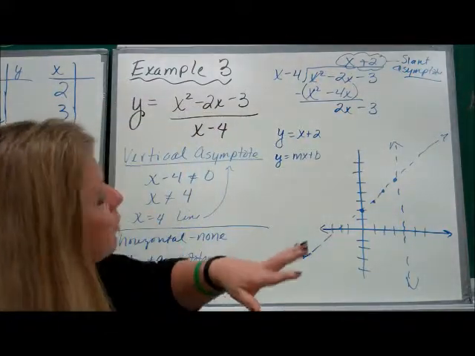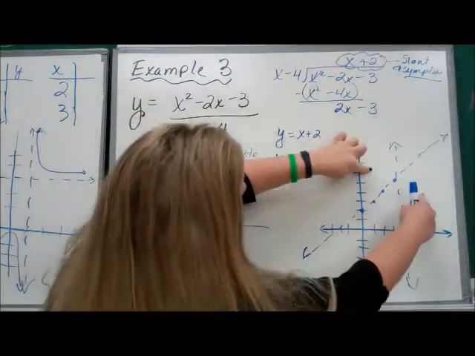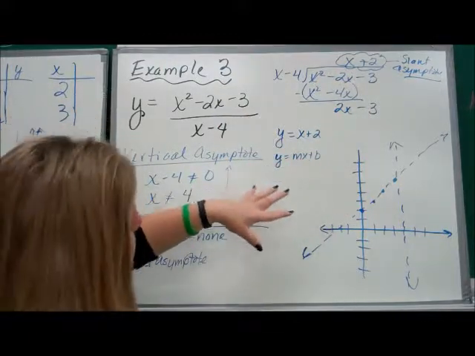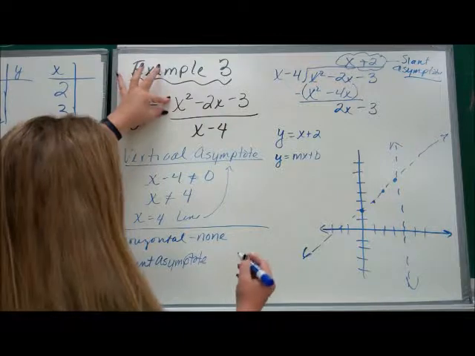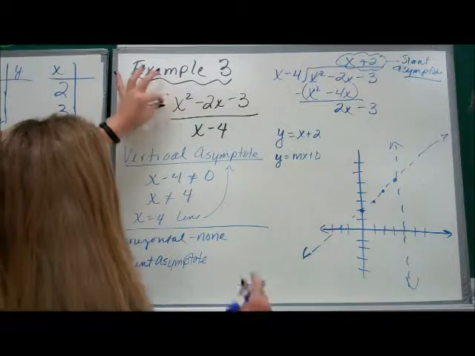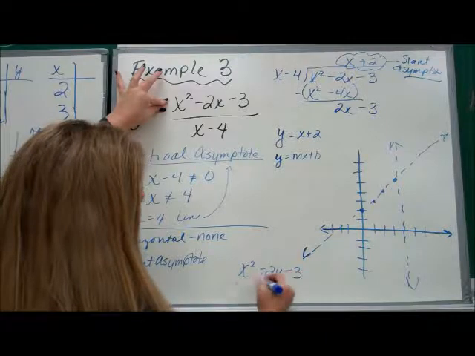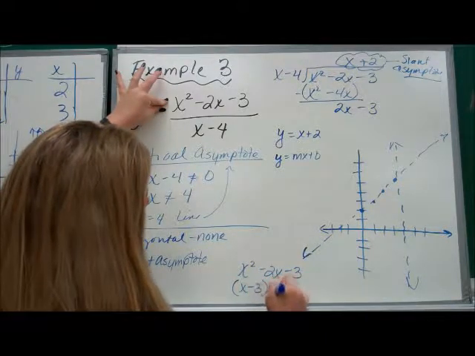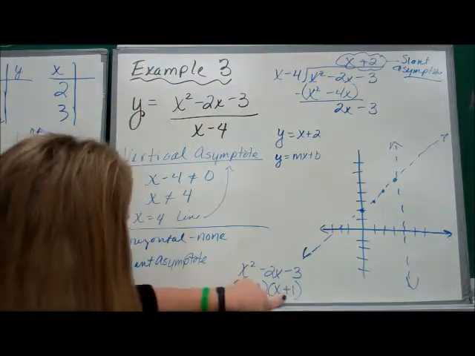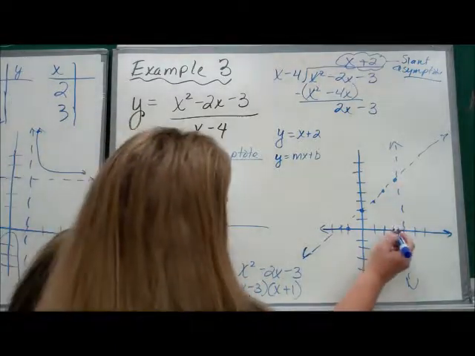And then you've got to figure out, okay, I'm going to have two curves. There's going to be two branches here. Are they going to be here and here, or are they going to be here and here? To find that out, one thing you could do is factor this, because the zeros of the numerator are the zeros of the whole function. So if we factor x squared minus 2x minus 3, that's going to factor to x minus 3, x plus 1. Okay, so negative 1 is a zero and positive 3.